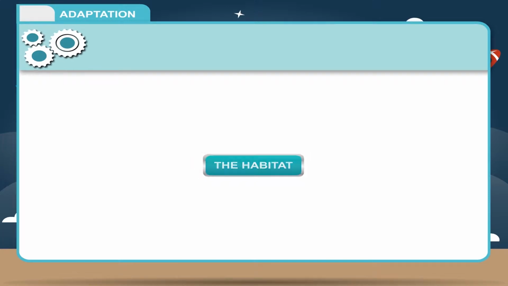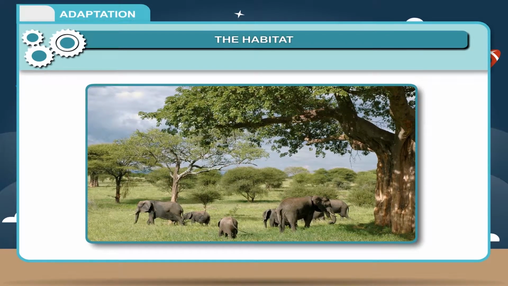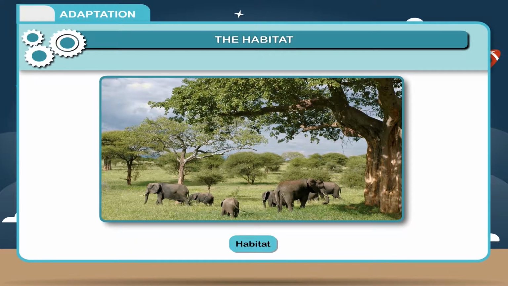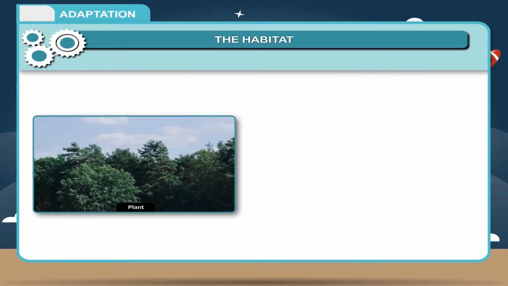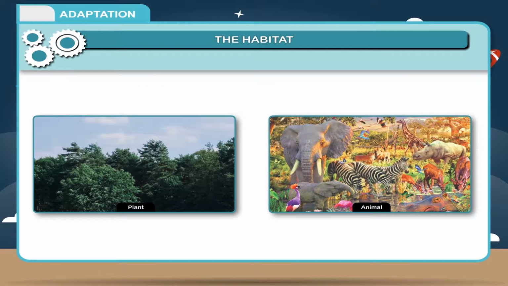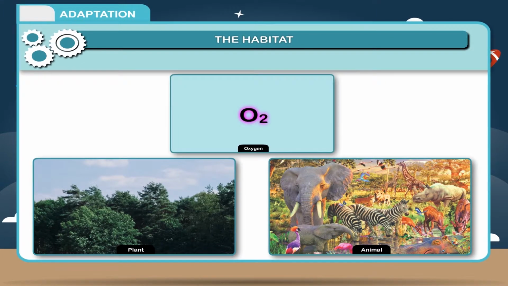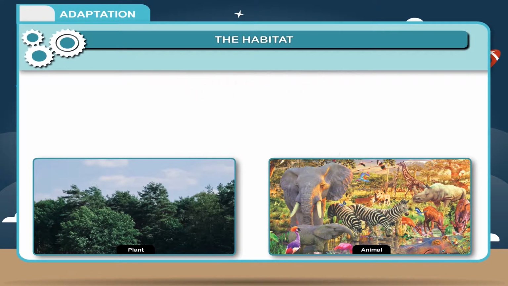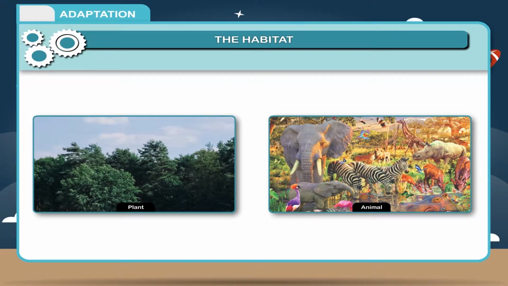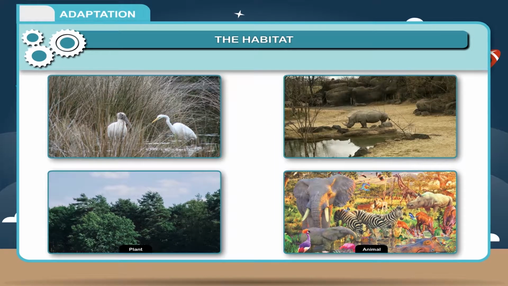The habitat, a place where an organism lives in nature, is the natural dwelling area of an organism. All organisms, whether plant or animal, need food, shelter, water, and oxygen from their surroundings. Different animals and plants require different habitats.